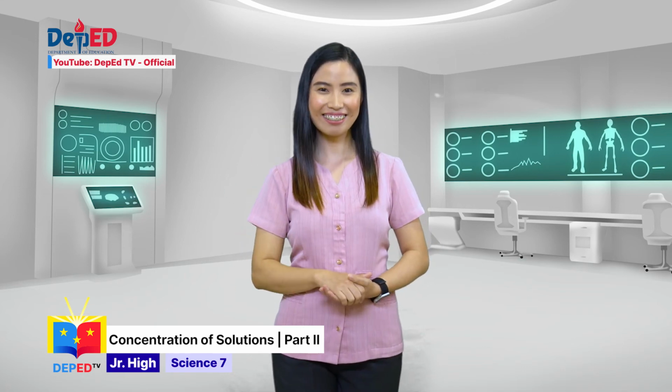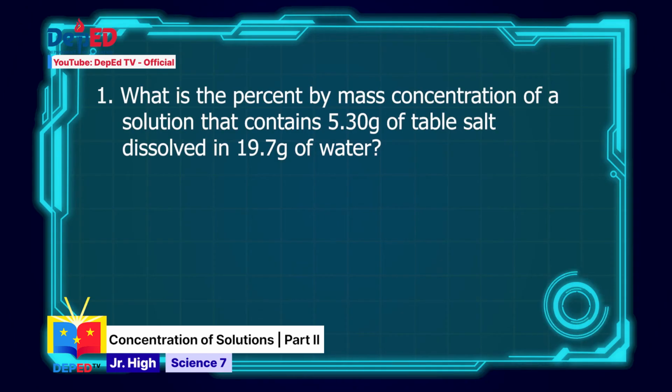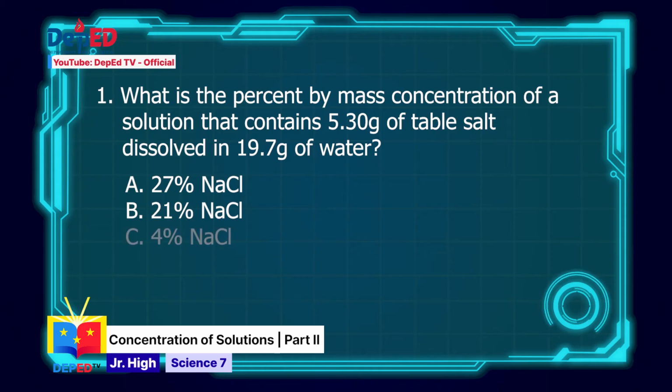Let's start! Number 1. What is the percent by mass concentration of a solution that contains 5.30 grams of salt dissolved in 19.7 grams of water? A. 27% sodium chloride. B. 21% sodium chloride. C. 4% sodium chloride. D. 1% sodium chloride.